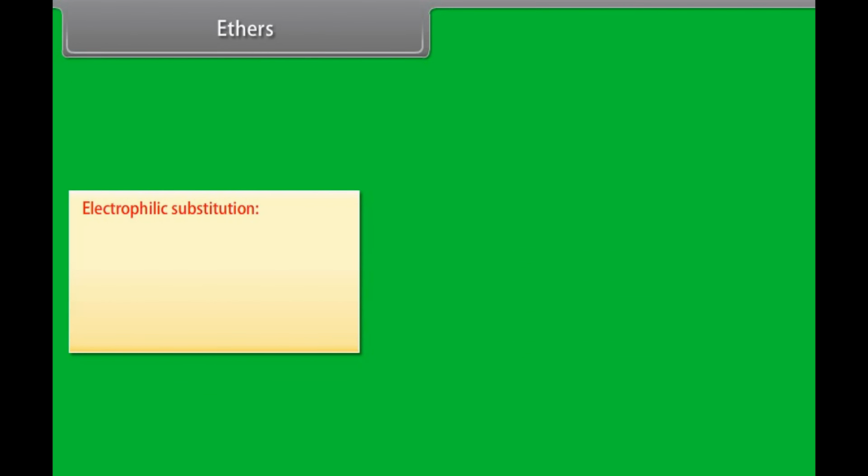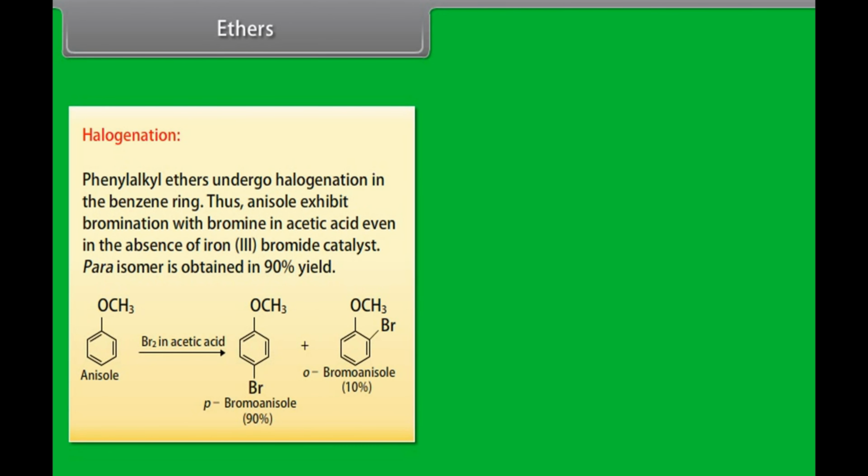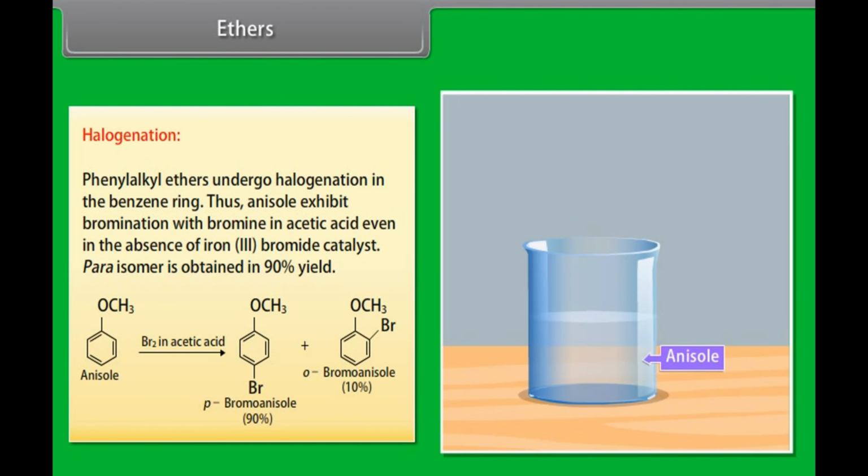Electrophilic substitution. The alkoxy group attached to the aromatic ring activates the ring towards electrophilic substitution and directs the incoming electrophile to ortho and para positions. Halogenation. Phenylalkyl ethers undergo halogenation in the benzene ring. Thus, anisole undergoes bromination with bromine in acetic acid even in the absence of iron tribromide catalyst. Para-isomer is obtained in 90% yield.